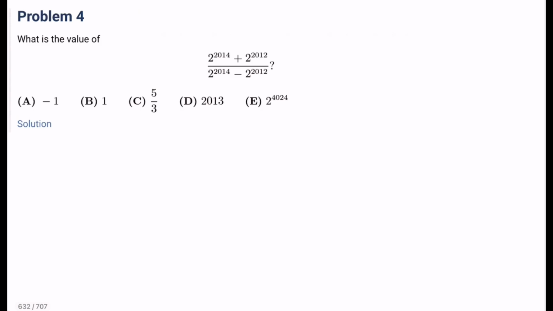Number 4: what is the value of this expression? Okay, so we can just divide by 2 to the 2012th power, and we will get 2 squared plus 1 over 2 squared minus 1, which is just 5 over 3, and that's our answer.